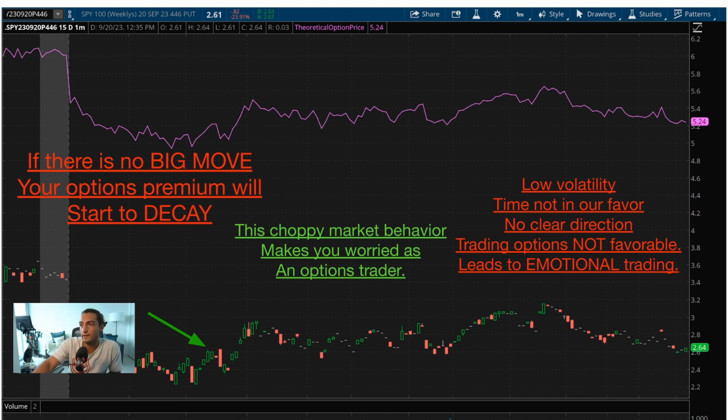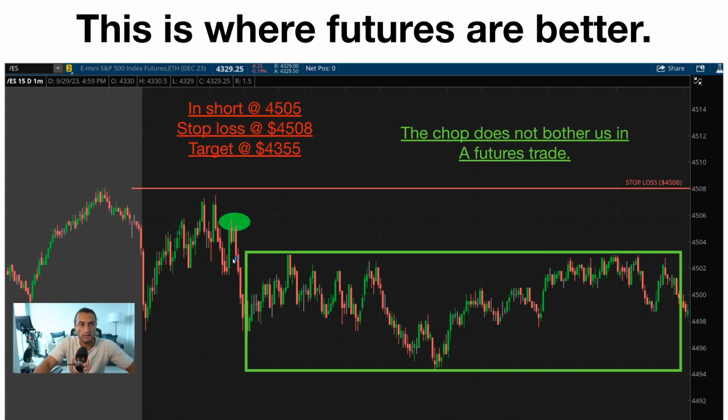So this choppy behavior makes you worried as an options trader, right? So this is the same exact entry. In this case, this is a SPY put with this same exact trade right here. We bought the SPY put right here, and we instantly made money on the futures, and it kind of just kept making money as time went on, even though it looked like the market was doing nothing.